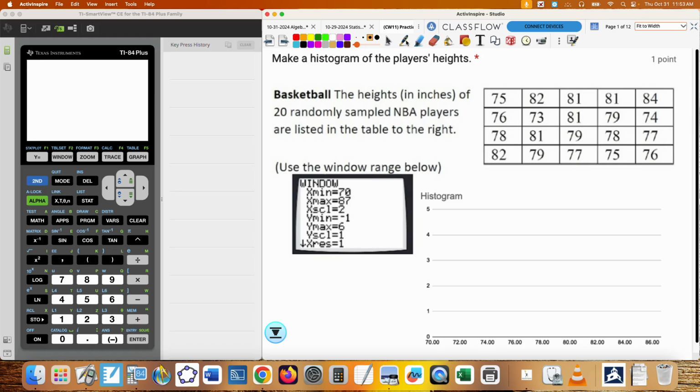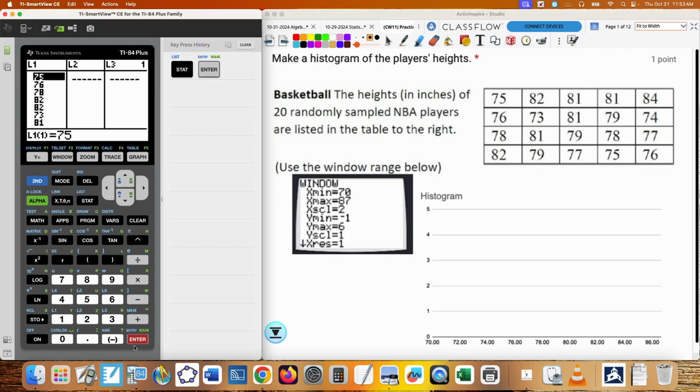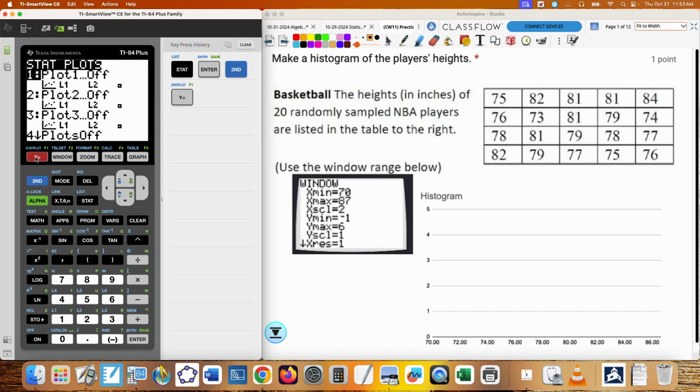Just a quick video to go over the problems from yesterday. First problem, make a histogram. You can do this one in the calculator pretty easily. You're going to begin by hitting Stat, Enter, type in the numbers. Then you're going to go second, y equals to turn on the stat plot, press Enter twice.